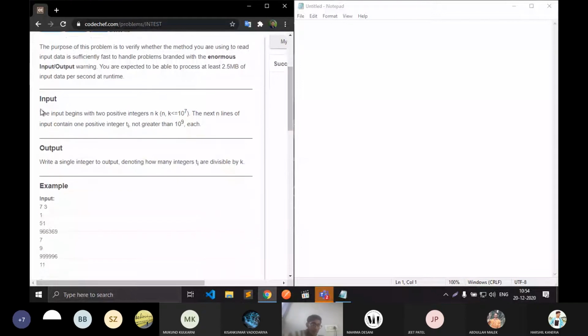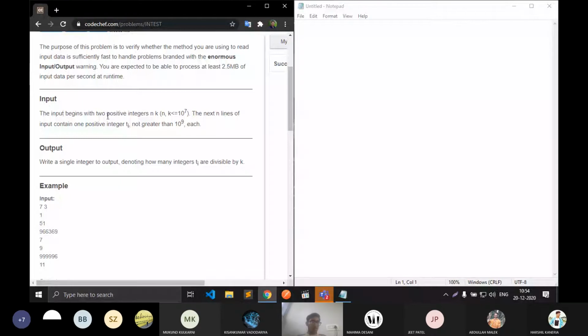What is the input? The input begins with two positive integers n and k. The next line of input contains one positive integer ti not greater than 10 raised to 9. It means a 10 digit integer. A simple integer does not contain 10 digits, it is just for 6 digits. So we have to go with a long integer.